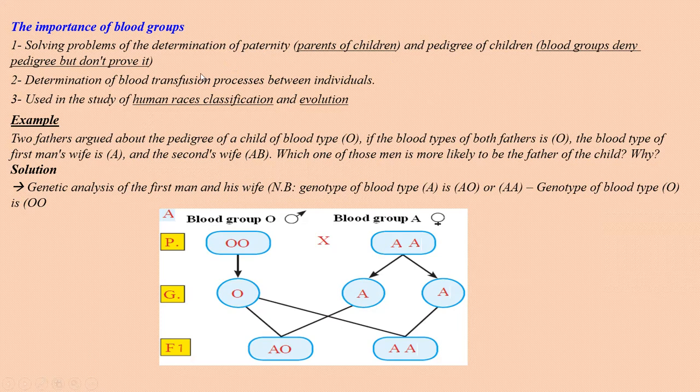اوكي طيب number two is the determination of blood transfusion process between individuals. لو انا عايزه اعمل blood transfusion عن لا قدر الله حد دخل عمليه ومحتاج blood يبقى I have to donate him blood بس لازم to donate him the blood group بتاعي لازم يكون مشابه لبتاعه علشان ما يبقاش فيه انتي بودي يموتهولي. اوكي Number three used in studying of the human races classification and evolution.